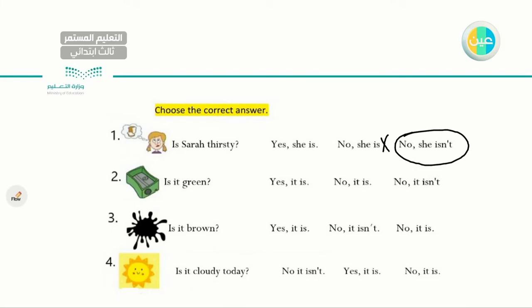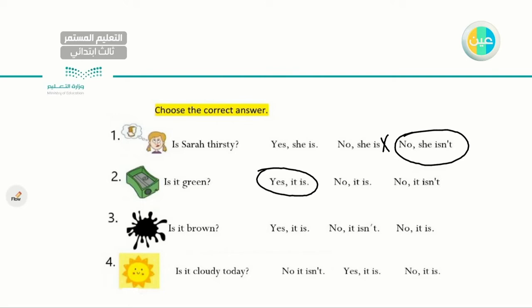Number 2. Is it green? I'm talking about the pencil sharpener. Does it look green to you? Yes, it is. No, it isn't. What do you think? Yes, it is green. It is so green. Very good. Number 3. Is it brown?